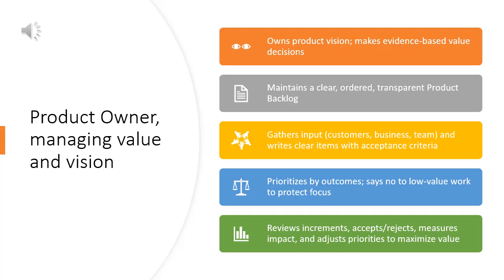The product owner owns the product vision and makes value decisions. They keep the product backlog clear, ordered, and transparent. They listen to customers, business leaders, and the team. They translate needs into clear backlog items with acceptance criteria. They decide what to build next based on outcomes and evidence.